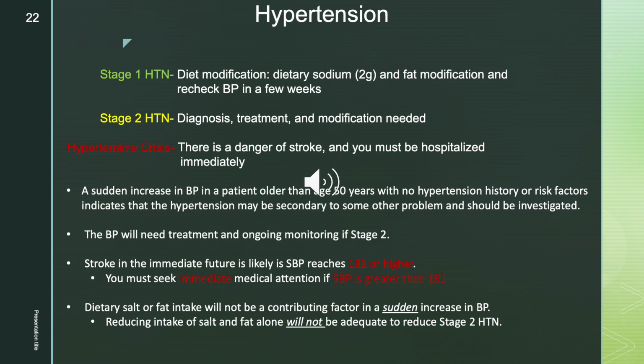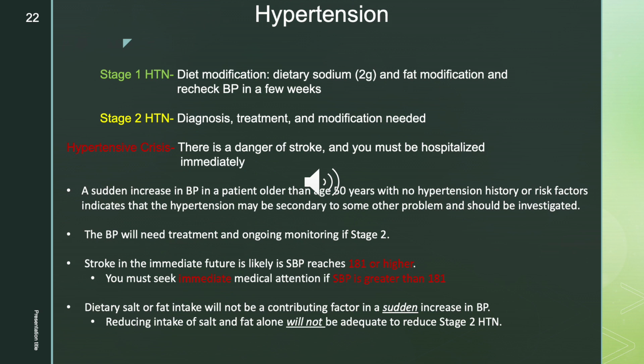Before then, there's a lot of variance where we can tweak what your hypertension truly looks like by way of, again, dietary sodium, fat modification, and then rechecking that blood pressure in a couple of weeks. And 9 times out of 10, usually you're right below that threshold of being a stage 1 person at that point. Now, when you get to stage 2, you have diagnosis, treatment, and modification needs.